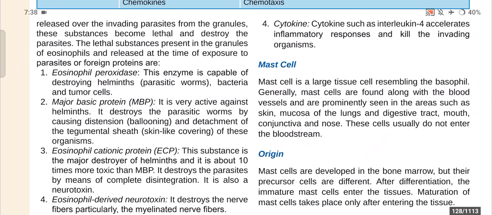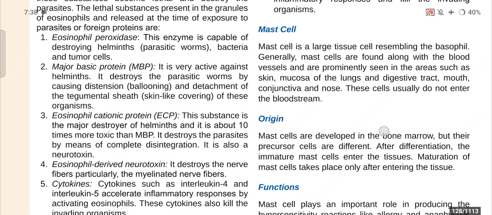Then mast cell. Mast cell is a large tissue cell resembling the basophil, and generally the mast cells are found along with the blood vessels and are prominently seen in areas such as the skin, mucosa of the lungs and the digestive tract, mouth, conjunctiva, and nose. And these cells usually do not enter the bloodstream.